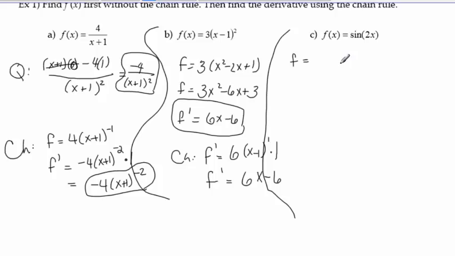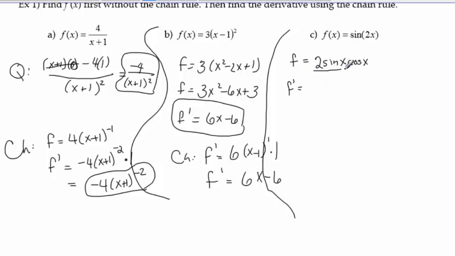Yes, you need to have them memorized. So if I want to take the derivative of sine 2x, but I want to do it without the chain rule, I'm going to need to remember my double angle identity that says sine 2x is 2 sine x cosine x, which I really should read as 2 times sine x times cosine x, which makes my derivative a product rule.